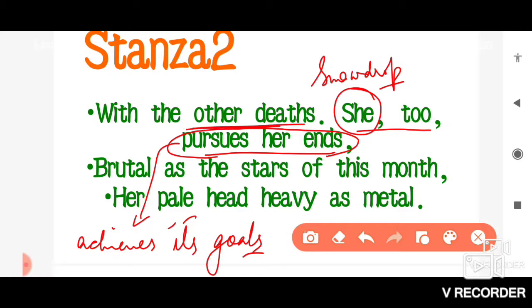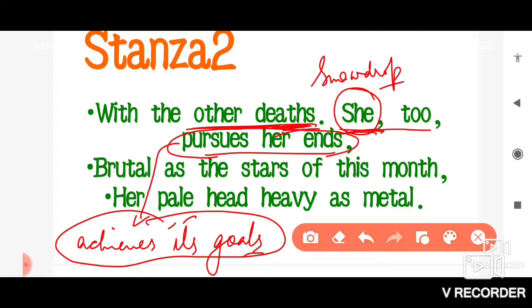So जहाँ पे बाकी सारे एनिमल्स, बाकी सारे बर्ड्स, बाकी ह्यूमंस नहीं रह पाते हैं कोल्ड में, ये अकेला एक ऐसा फ्लावर है, अकेला एक ऐसा पार्ट ऑफ नेचर है जो अपना गोल अचीव करता है. किस सीजन में? इसी विंटर सीजन में, when it is brutally cold inside as well as outside the houses, everywhere it is brutally cold. तो उस टाइम पे, उस विंटर सीजन में ये जो स्नोड्रॉप फ्लावर है, which has been referred to as she, ये परस्यू करता है अपने एंड्स. That means ये अचीव करता है अपने गोल्स.